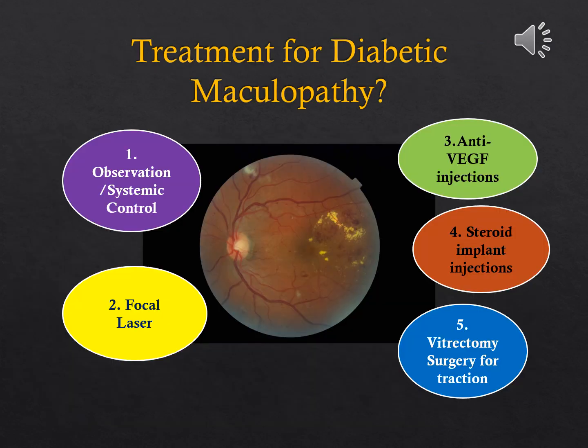Now we're going to switch over to the treatment for diabetic maculopathy. There are several different treatment options. These include observation and improved systemic control. Number 2, focal laser. Number 3, anti-VEGF injections. Number 4, steroid implant injections. Or number 5, vitrectomy surgery, especially for traction. We'll talk about these in turn.